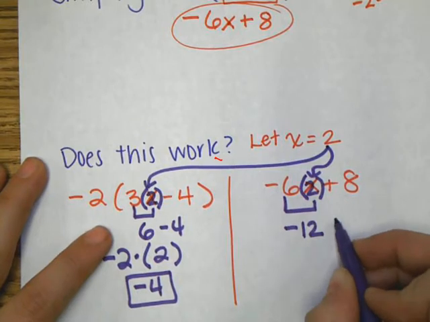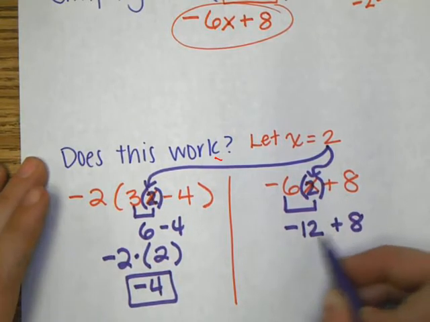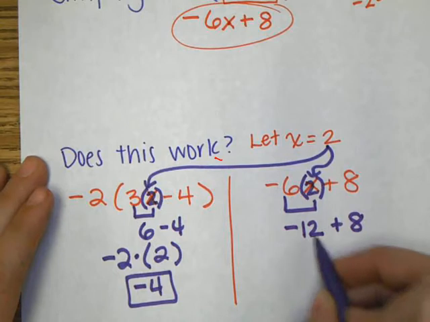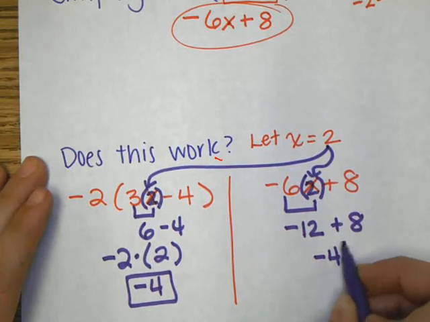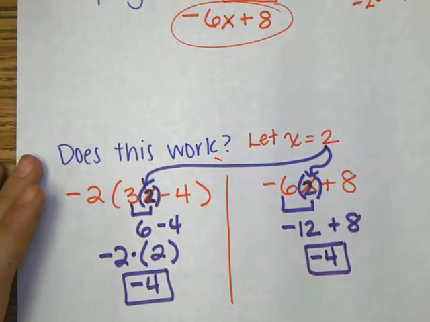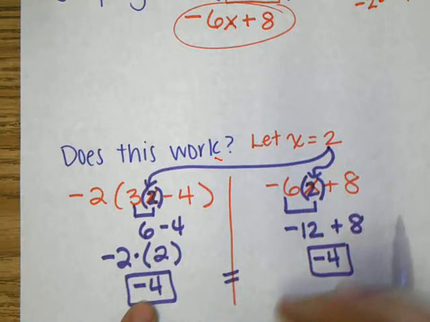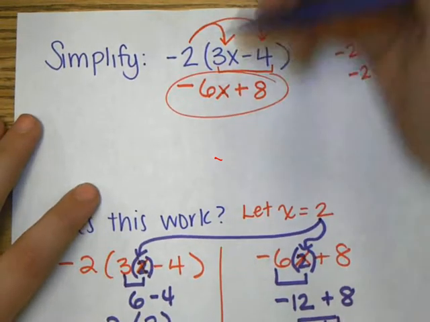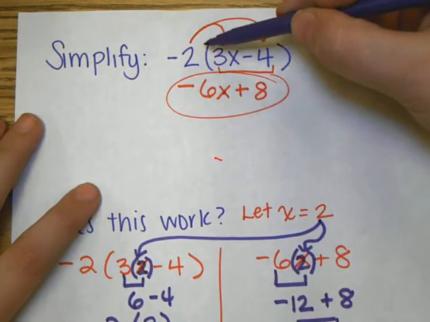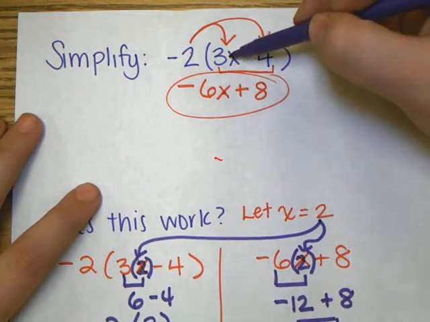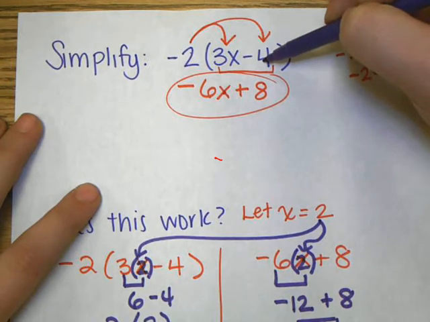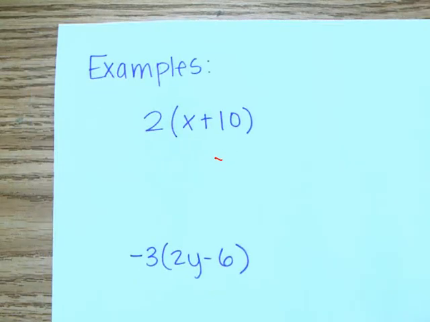So let's check. Negative 6 times 2 is negative 12. These are different, so we're going to subtract. This one's bigger, so negative 4. We get the same value. This is proving that it does work to take the number outside of the parenthesis and multiply it to each term inside the parentheses. So let's do some practice.